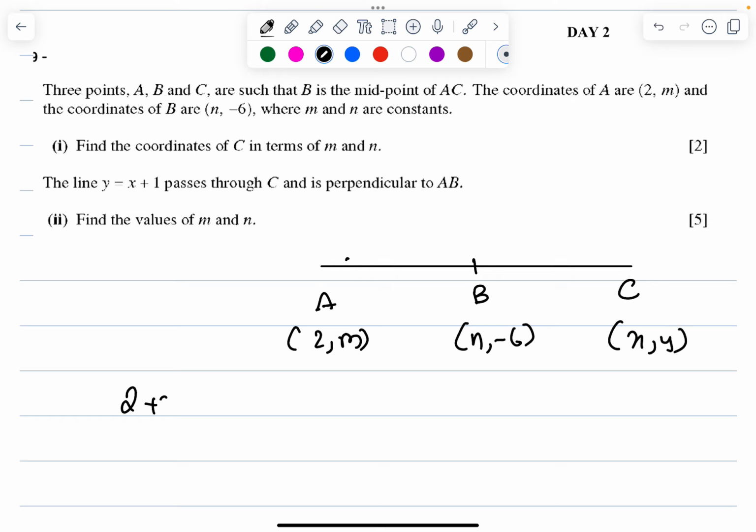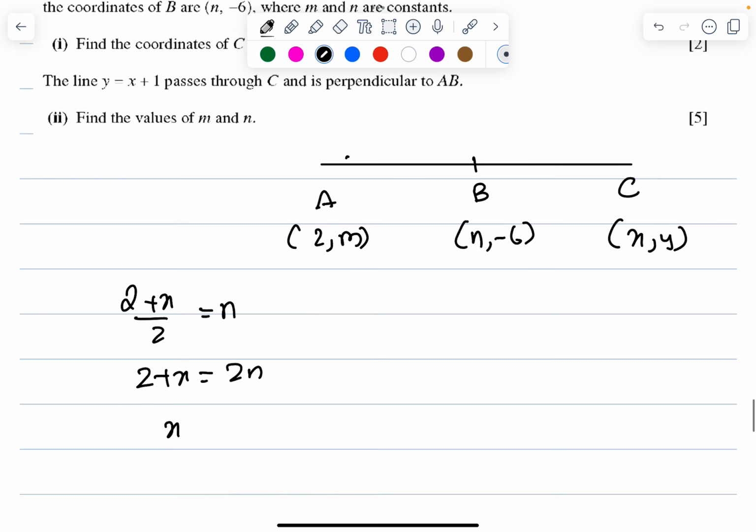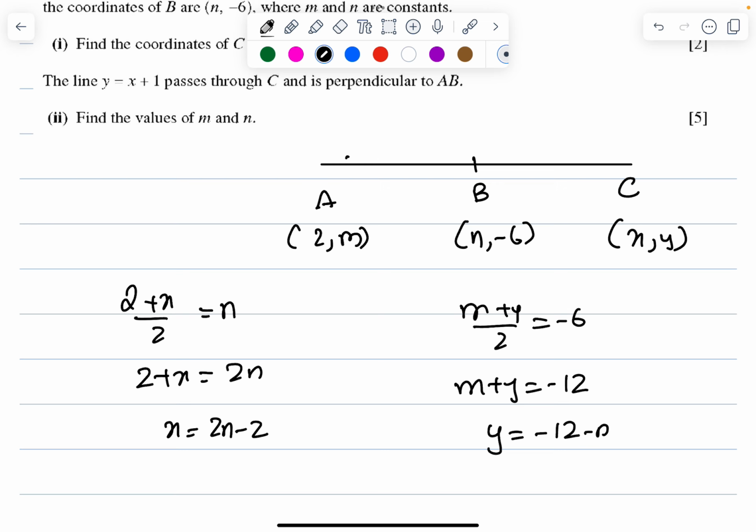So 2 plus x by 2 should be equals to n. So 2 plus x equals to 2n. X equals to 2n minus 2. Similarly, m plus y by 2 equals to minus 6. M plus y equals to negative 12. Y equals to negative 12 minus m.